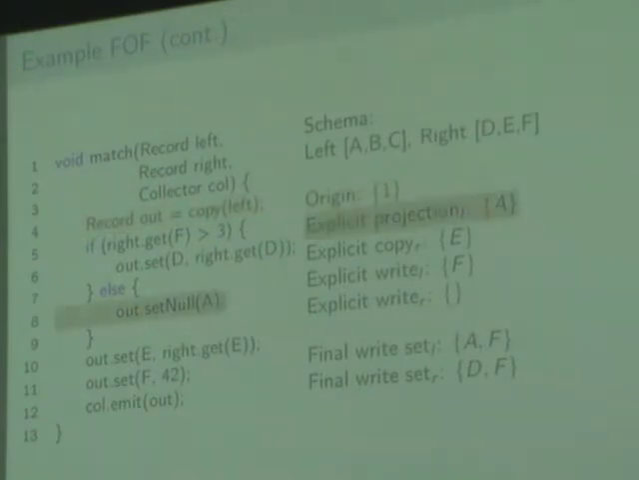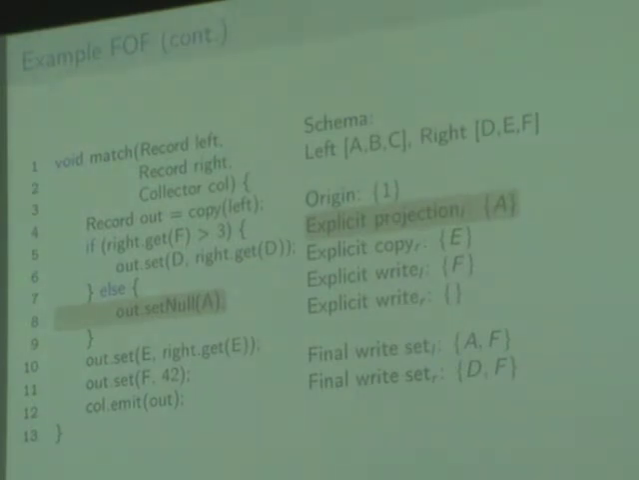Then we have the projection set, which tells us which attributes are explicitly projected out from the record by this operator. And we see here line 8 called set null on our tuple. So attribute A is in the implicit projection set.